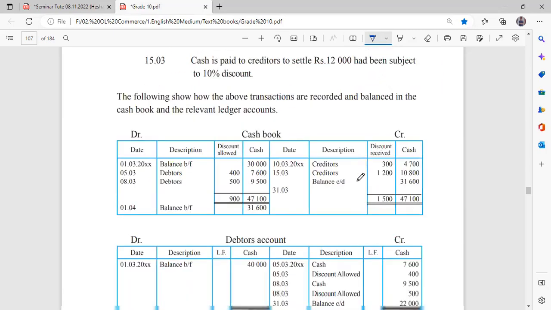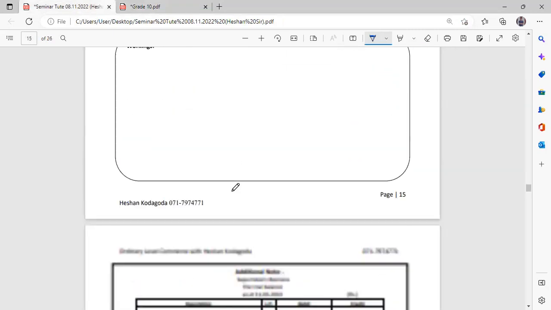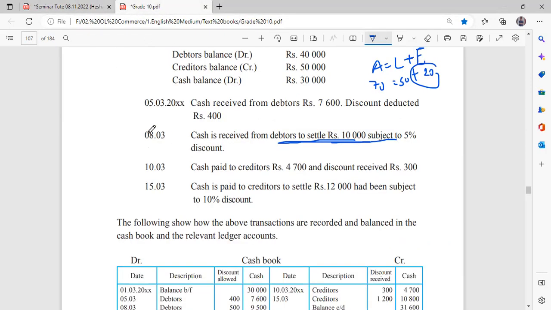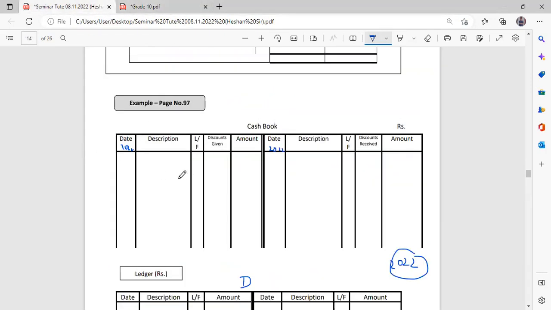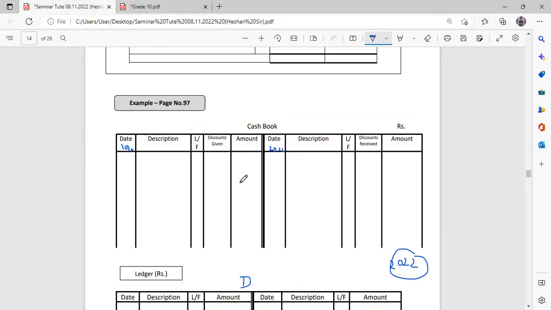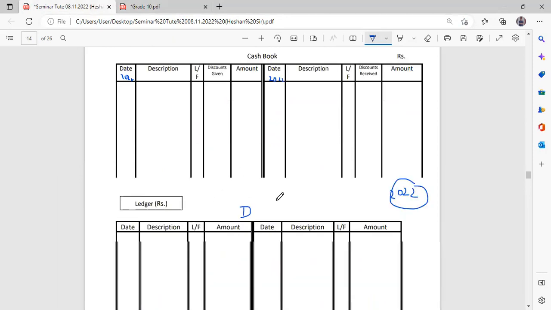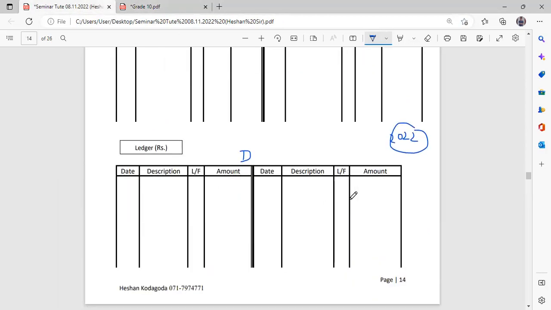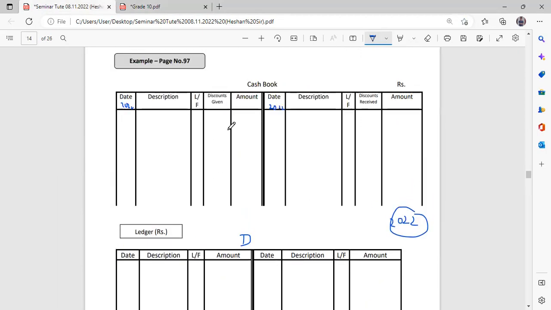So you need to do a calculation in the workings, right? Write it on the debit side: date March 8, description debtors account, in the discount received column 500, and in the amount column rupees 9,500, right? So in the debtors account, you need to write March 8. The description is cash book, and the amount is 9,500, because we record these discounts later, right?